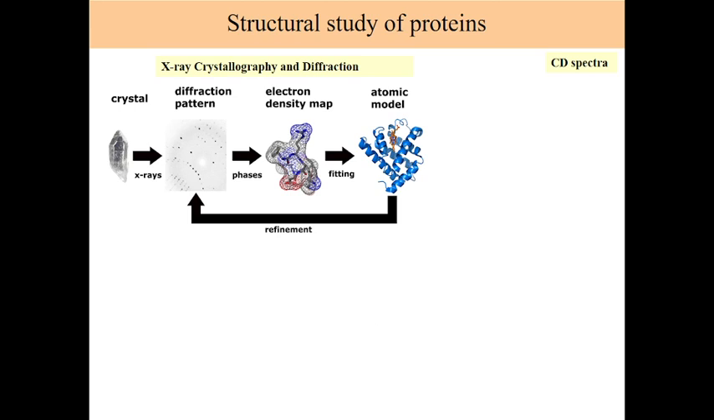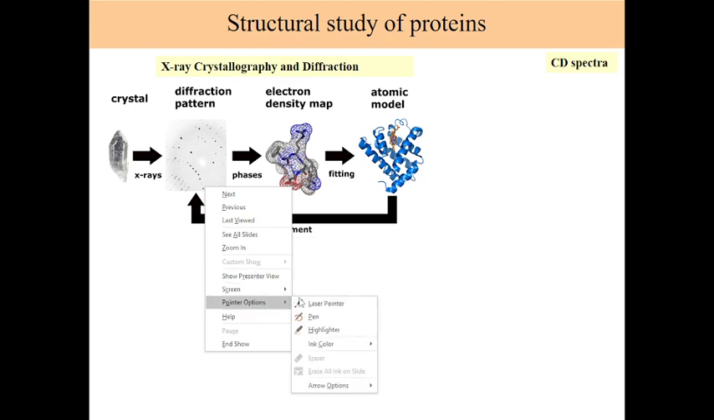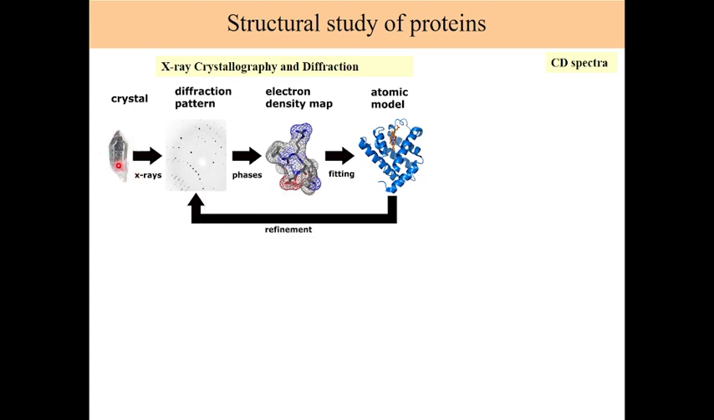Now we will look at the different experiments that are involved in the analysis of the proteins after they are purified. So this is X-ray diffraction and crystallography. What happens in this case? X-rays are there and then you get this electron density map.